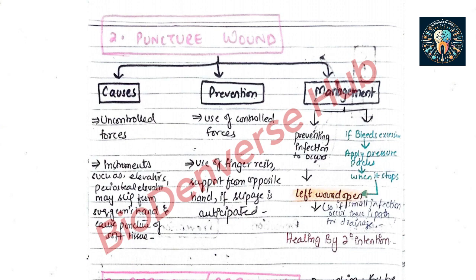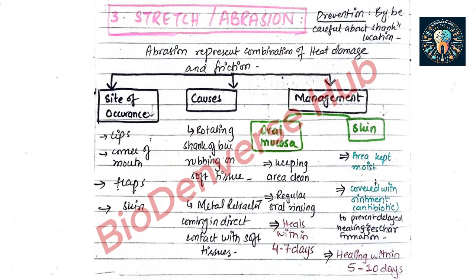So now we will be discussing another type of soft tissue injury, that is the stretch or abrasion. Abrasion represents a combination of heat damage and friction. Now what are the most common sites of occurrence of this injury? It includes the lips, the corner of the mouth, the flaps, and the skin. So what are the causes? First of all, the rotating shank of the burr rubbing on the soft tissue can most often lead to a stretch or abrasion injury. After that, the metal retractor coming in direct contact with the soft tissue can also result in a stretch or abrasion injury. Now, if a stretch or abrasion injury has occurred, what will be the management protocol for it?